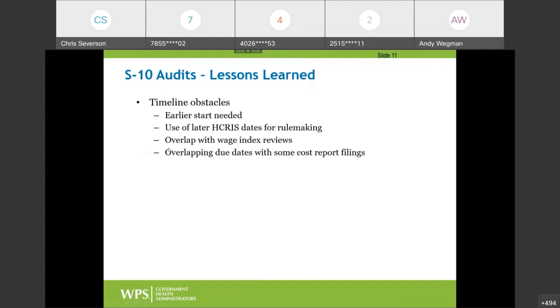Another obstacle for all parties involved is that these are acute care hospitals, and acute care hospitals also have wage index reviews to worry about, as well as their standard cost report submissions. So there's that overlap. But again, since these S-10s are now taking the entire year, there's obviously no way around that. They're going to overlap something.